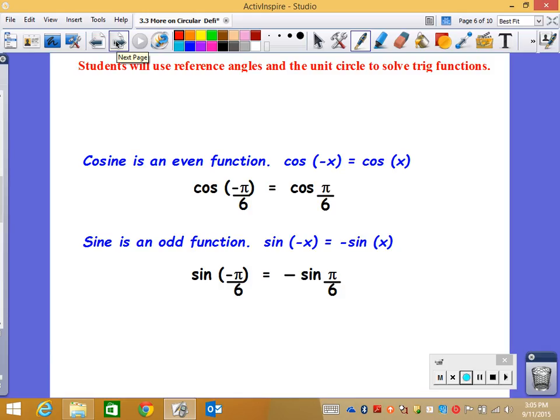So tying this into some trig functions now. When I take cosine, and I plug in, again, the negative pi over 6 and a pi over 6, let's see what happens in the unit circle here. A positive pi over 6 is in the first quadrant. It's a 30-degree angle. A negative pi over 6 is negative 30 degrees, so in the fourth quadrant. I'm going to make this a little bit bigger so we can get a better look at what's happening here.